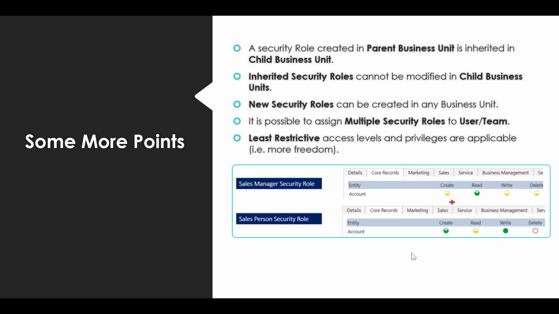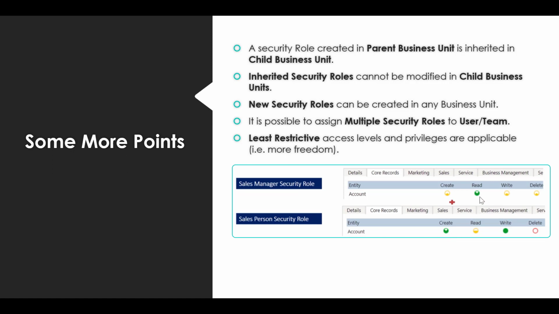Now, in this example, we have provided two security roles to a user. Let's say a sales manager security role and a salesperson security role. Now, in each case, we have create, read, write, and delete privileges. And for each of the security roles, the access level is different, as you can see. Now in both the roles, we see that the create access level is provided at the user level, and over here it is provided at the parent-child level.